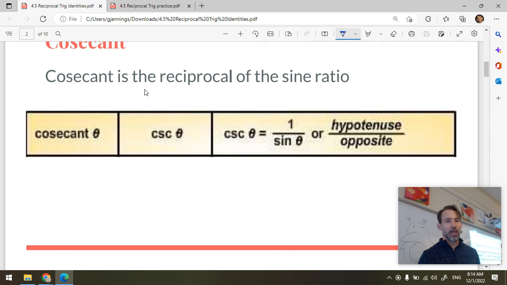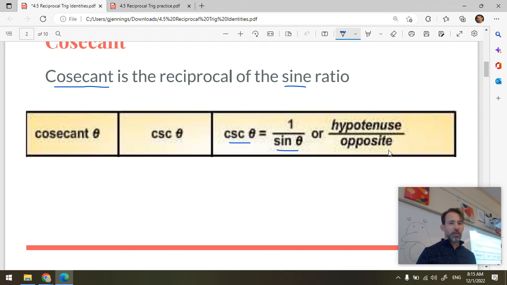So cosecant is the reciprocal of the sine ratio. If you take sine and flip it over, so instead of sine is opposite over hypotenuse, you have cosecant is hypotenuse over opposite, then that's what it is. So that is cosecant.